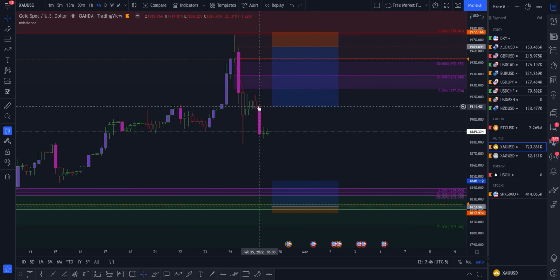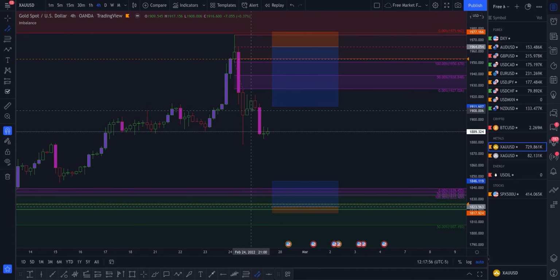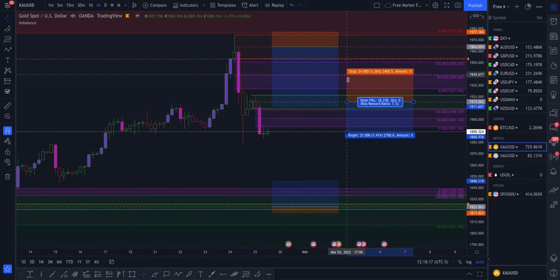I mean, we do have an unmitigated 4-hour here as well. So it doesn't necessarily mean that price has to come all the way back up here. But for zone's sake, let me just draw this out. All right, so this definitely has not been mitigated. We do have imbalance that needs to be filled. Okay, so again, we could see price do this, okay, and not even trade up here. Sorry, guys.